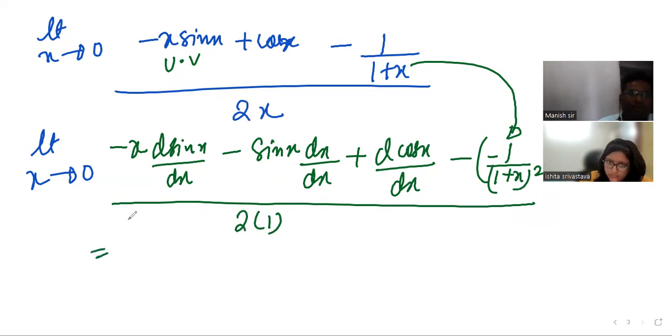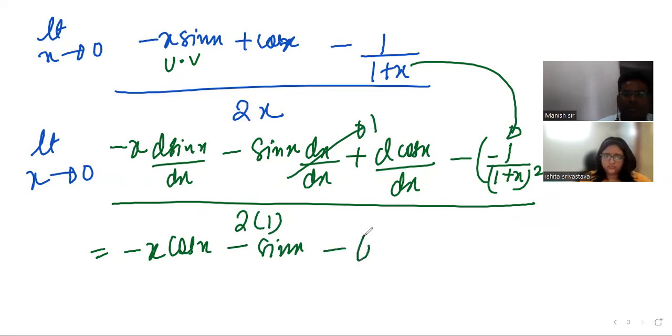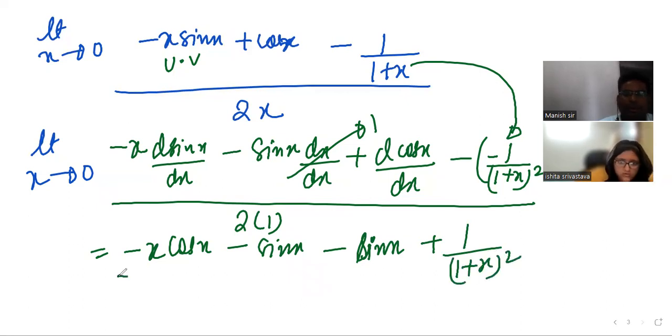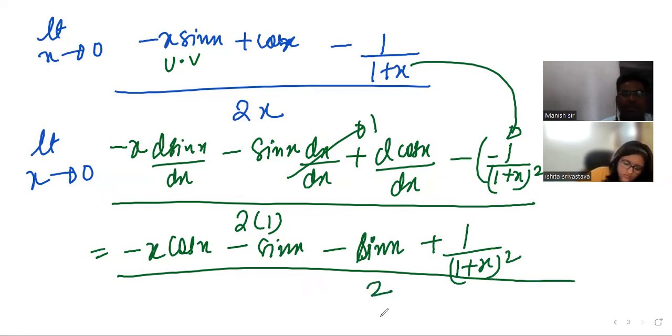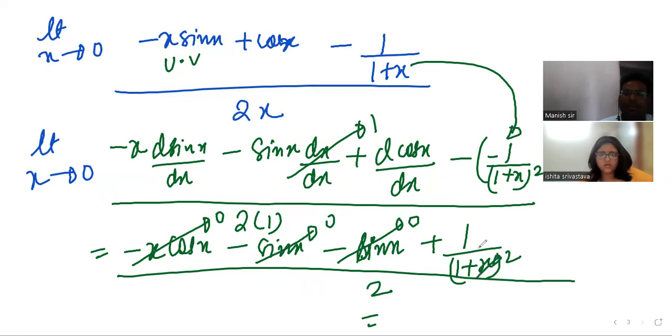Now put the value of x after differentiation. So it will be minus of x; for sin, differentiation is cos of x, minus of sin of x, it is 1. Cos differentiation is minus of sin x. So it will be minus of sin x. And it will become 1 upon 1 plus x whole square, divided by 2. Now put the value of x is equal to 0. Here this will become 0 after putting, and sin 0 is 0, and this is also 0. So it will be 0. So it will become 1 upon 2 only. So your answer is 1 upon 2.